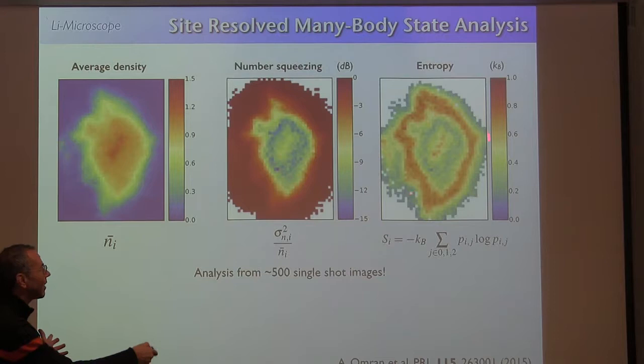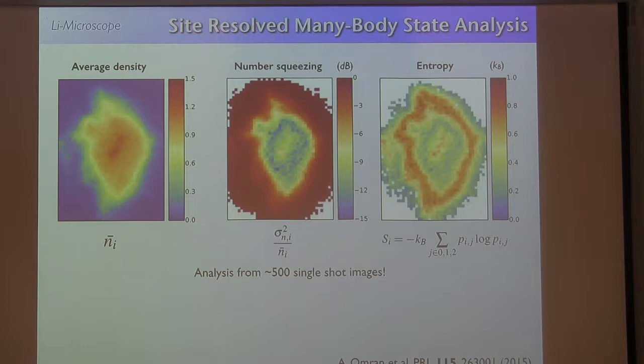But you see that in this band insulating core, you have very low entropy regions surrounded by higher entropy regions. And the nice thing I just want to show with these images is that we can completely spatially resolve this entropy distribution in the lattice. Okay?